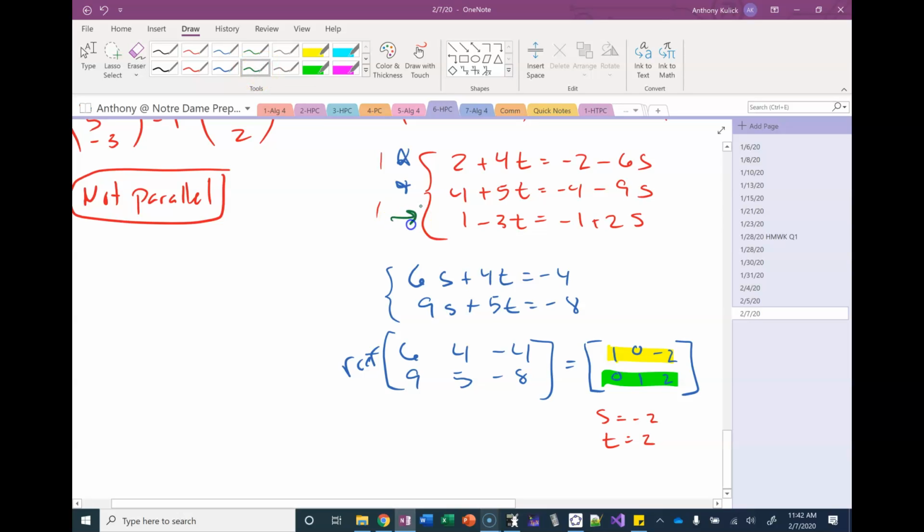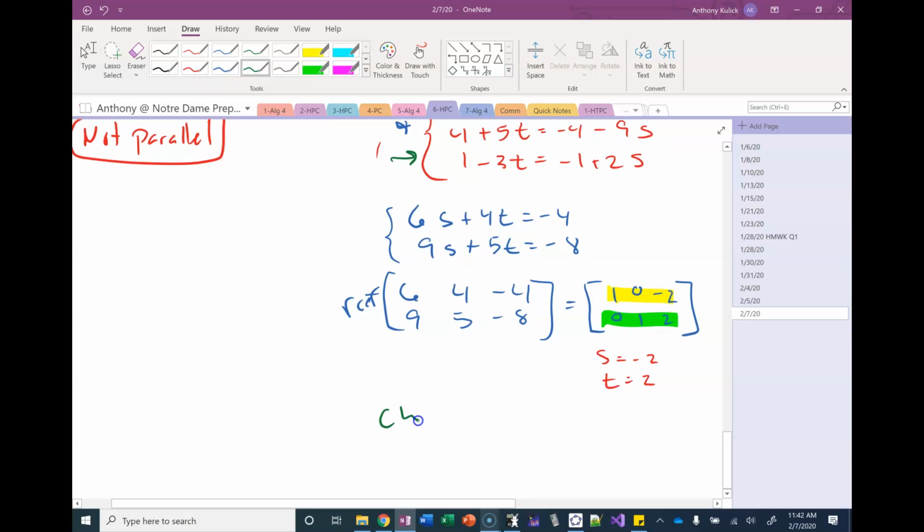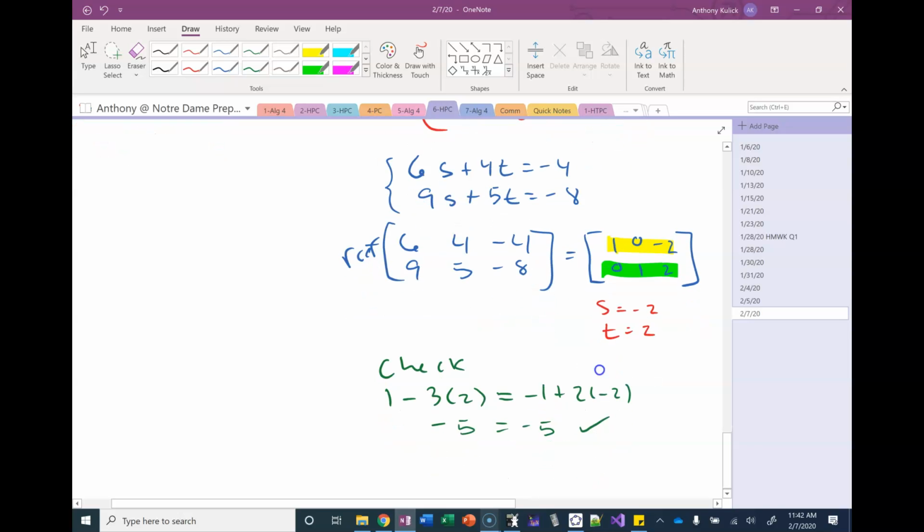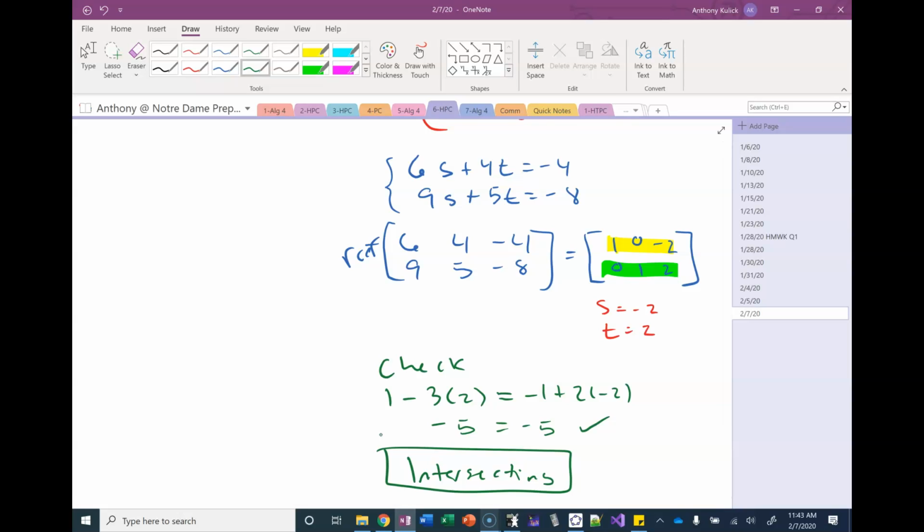I have to check now using this. So that worked. That will tell me now they are intersecting. If that check had failed, we'd have non-parallel and non-intersecting. Okay?